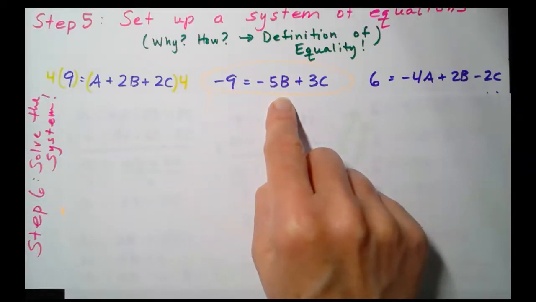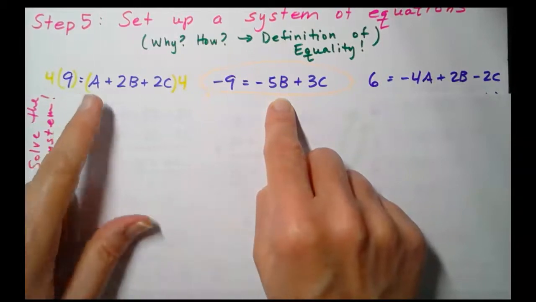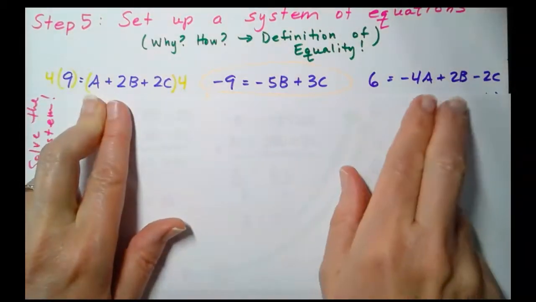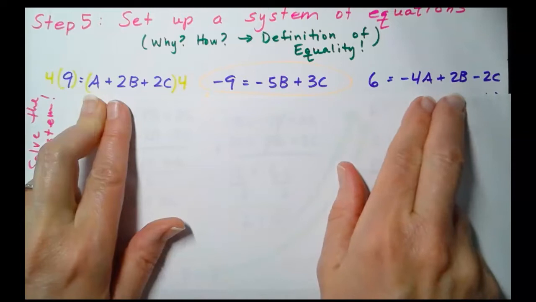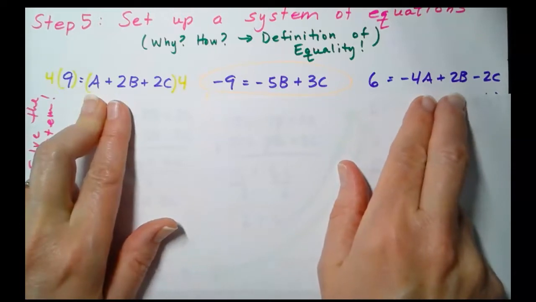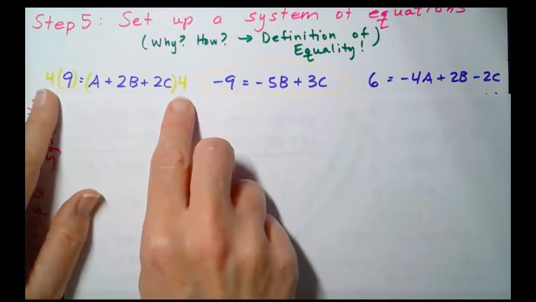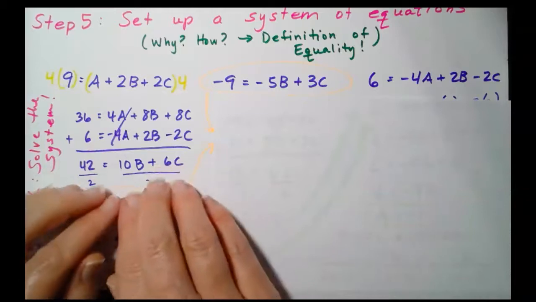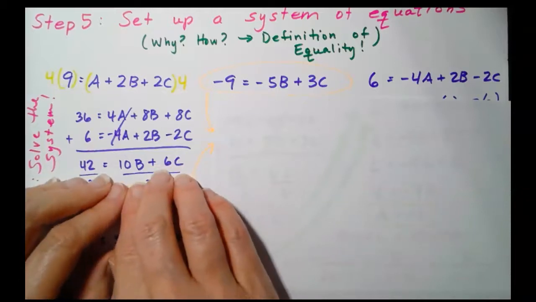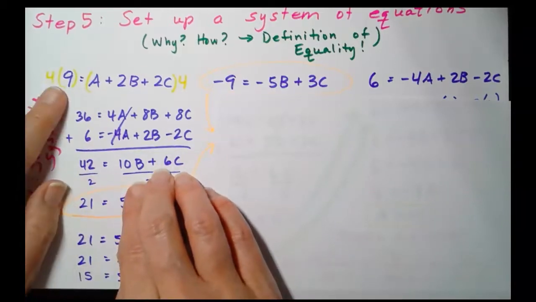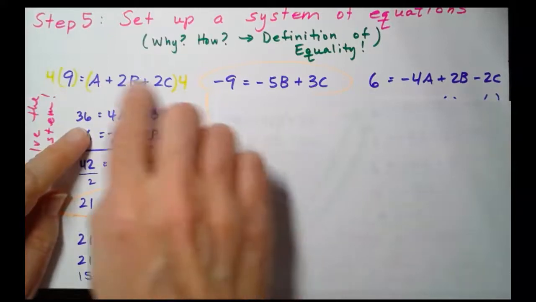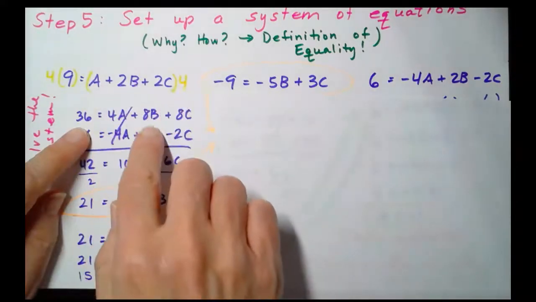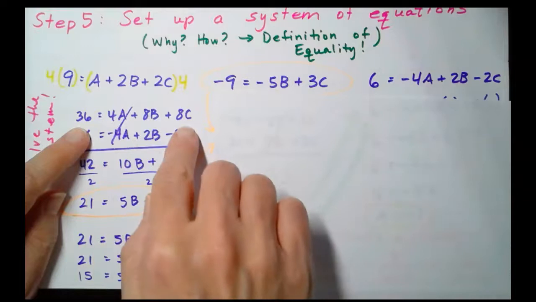And if this does not have an a term, it makes sense that we need to take the first equation and the third equation and eliminate the a's. That is why I have multiplied by 4. And when I multiply by 4, it brings me to this scenario. So 4 times 9 is 36, 4 times a, 4a, 4 times 2b, 8b, 4 times 2c, 8c.